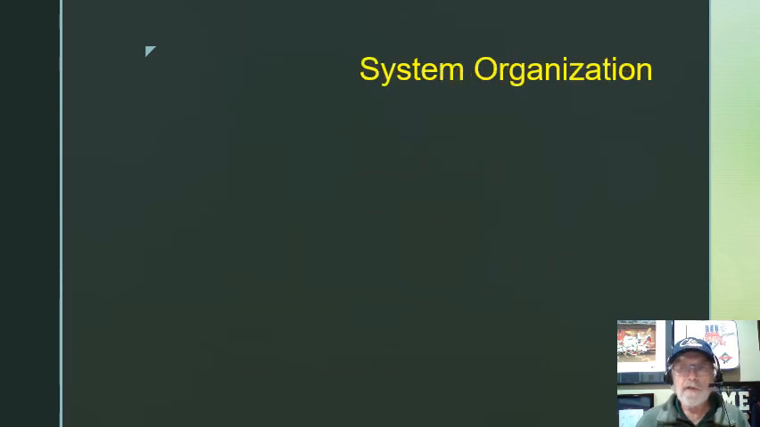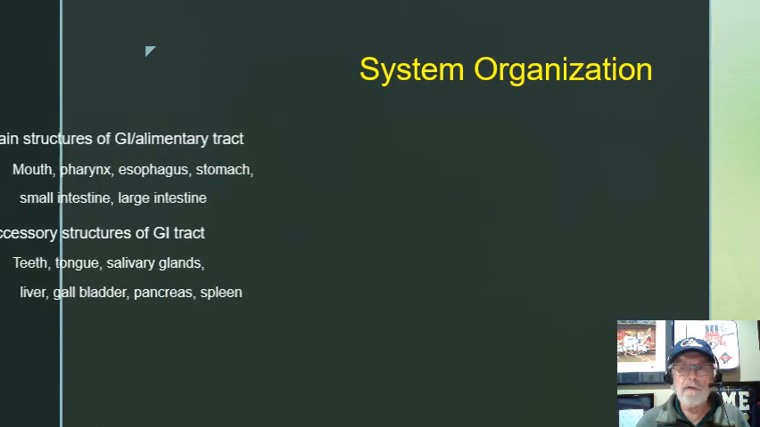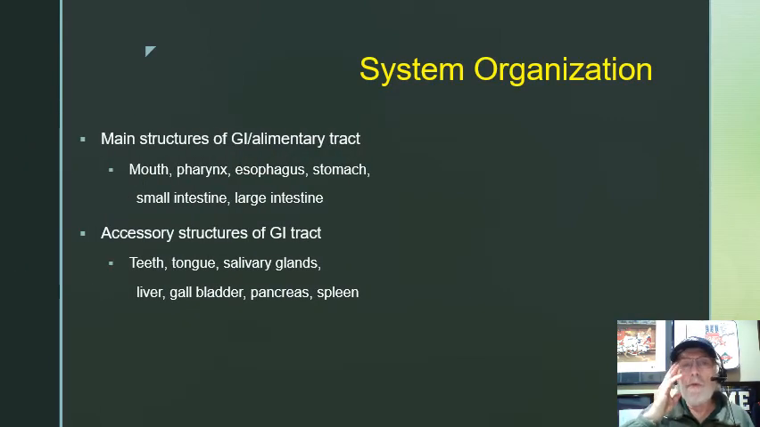When we talk about the whole system, okay, the system has a number of different structures to it, and there we go. And what happens is we have what are called the main structures of the GI tract. The main structures include the mouth, the pharynx, which is the throat, okay, the esophagus. Esophagus, long word, sounds important. Basically, it's a tube to get the stuff from the mouth to the stomach. That's about it. Not much else happens in the esophagus.